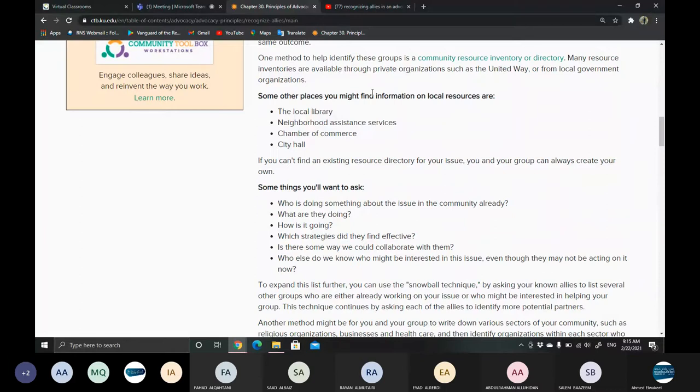Some other places you might find information on local resources are the local library, the neighborhood assistance service, chamber of commerce, and city hall. All of them include major books that can help you find out more about the problem and how to solve it, and also about the people who might be concerned with that problem. If you can't find an existing resource directory for your issue, your group can always create your own.